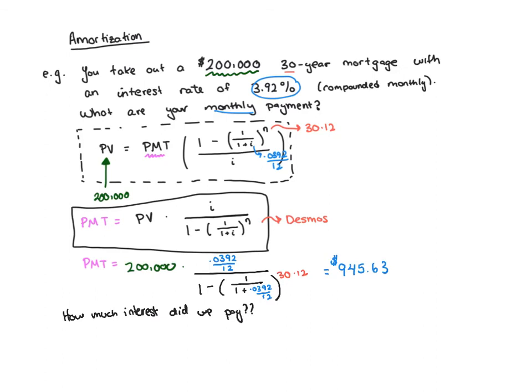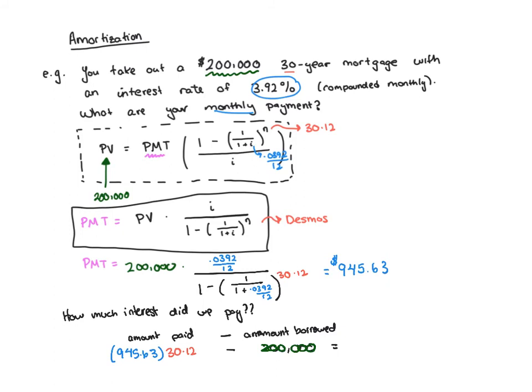To figure out how much interest we paid, we just want to look at the amount we paid and subtract the amount we borrowed. Of that $200,000, I have to pay that back, and the rest of what I pay is just the interest. So the amount borrowed was that $200,000. The amount paid was my monthly payment times the number of times I paid it. And when I subtract away that amount that I borrowed, the rest gives me my interest.